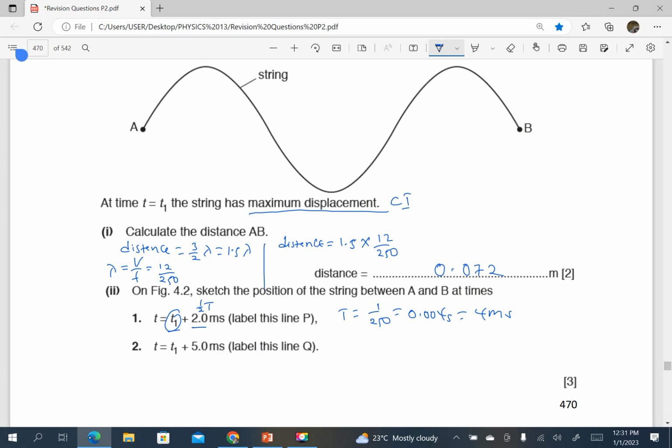The phase difference between the two waves is 360 degrees. It is a complete cycle, or the path difference is one wavelength. 2 milliseconds is half a period, that is half a cycle. One wave has moved half a cycle on one side, the other wave has moved half a cycle the other side.